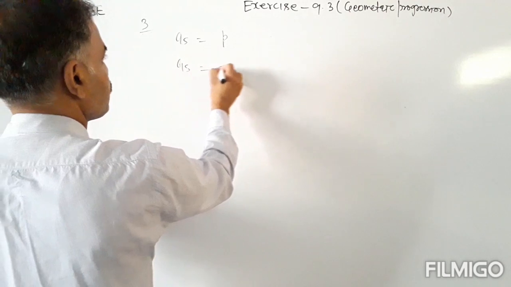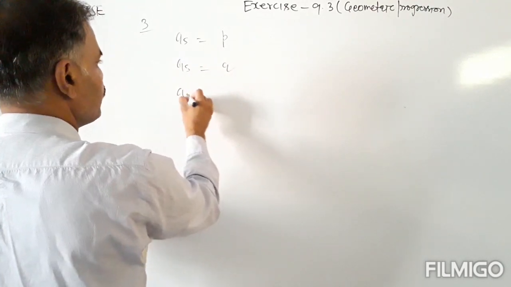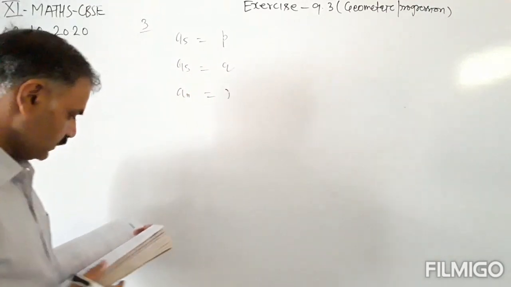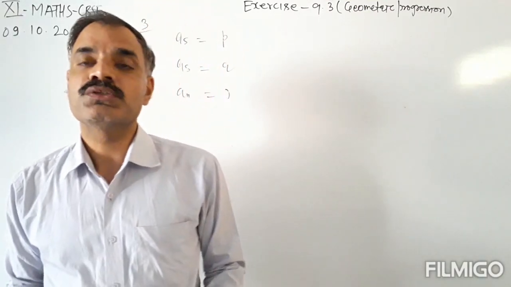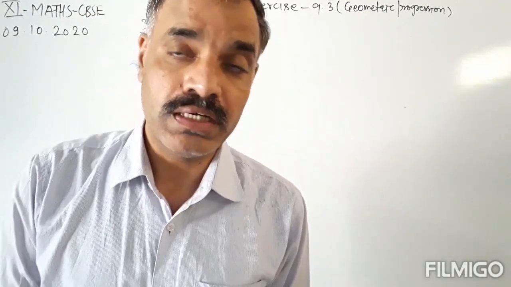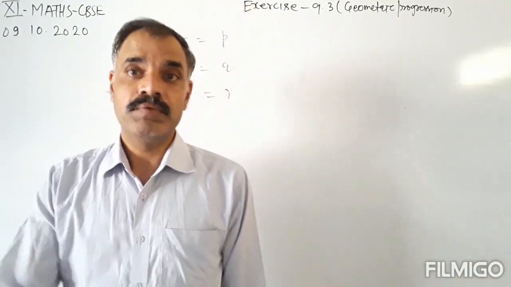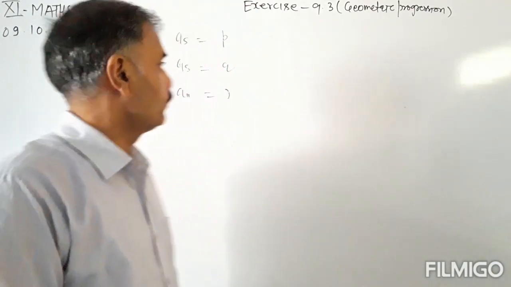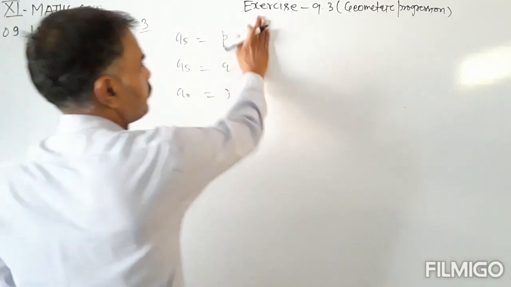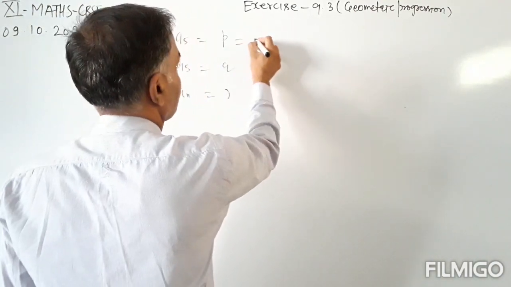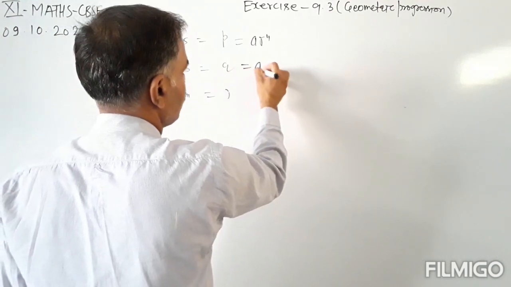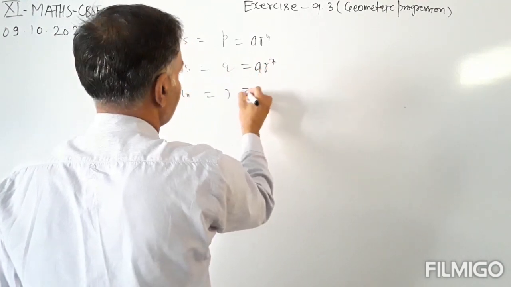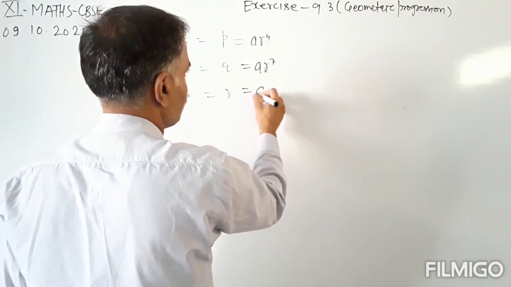A8 is given as Q and A11 is given as R. We have to show that Q square equals PS. Okay, so A5 can be written as AR to the power 4, A8 can be written as AR to the power 7, and A11 can be written as AR to the power 10.